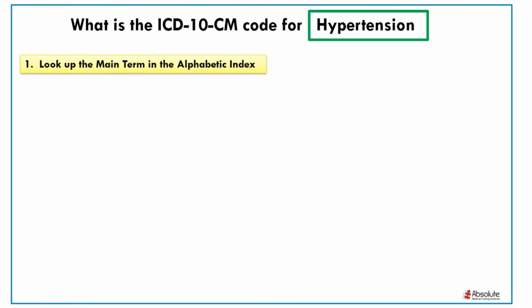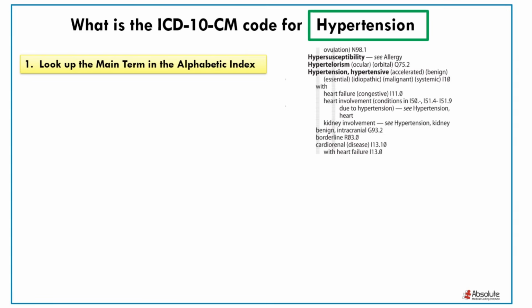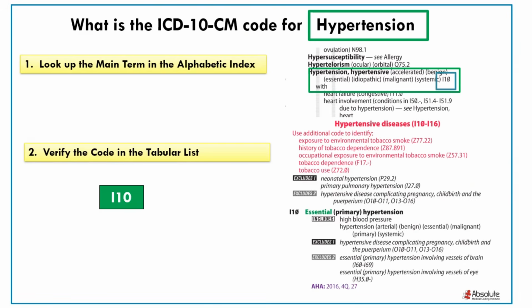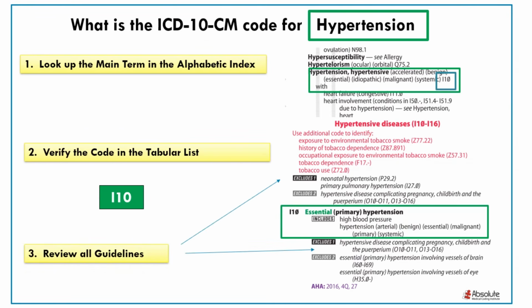That's our first step. We're going to look it up in the alphabetic index. We're going to look up the H's, H all the way down to hypertension. And we see I-10. Yes, I-10 is our default. Let's go ahead and verify our default code in the tabular list. And I-10, in fact, is our boss too. See that? And this boss doesn't have any red box next to it, so it means that we can code it. All right?